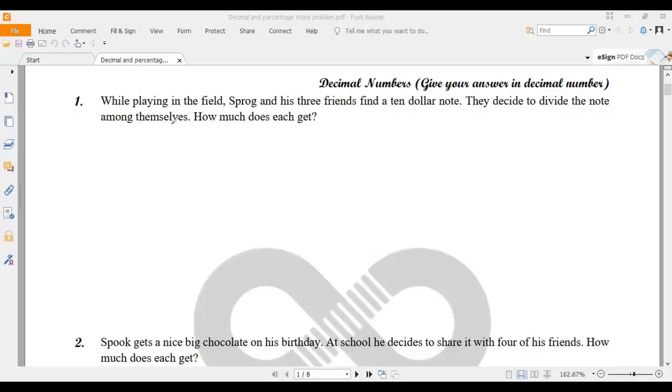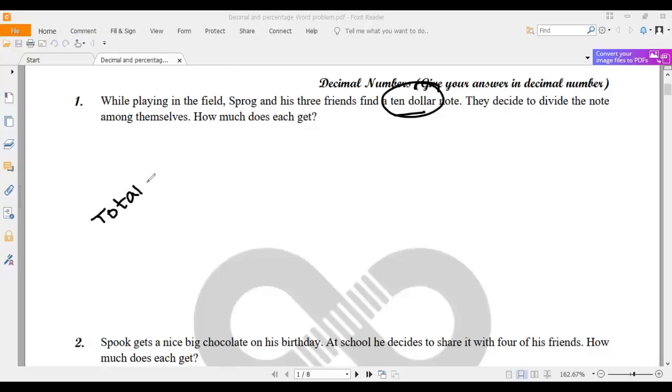Today we'll solve decimal number related word problems for standard 4. So the first question says, while playing in the field, Sprog and his three friends find a $10 note. They decide to divide the note among themselves. How much does each get? That means here we can see that there is a $10 note and this amount of money will be divided by Sprog and his three friends.